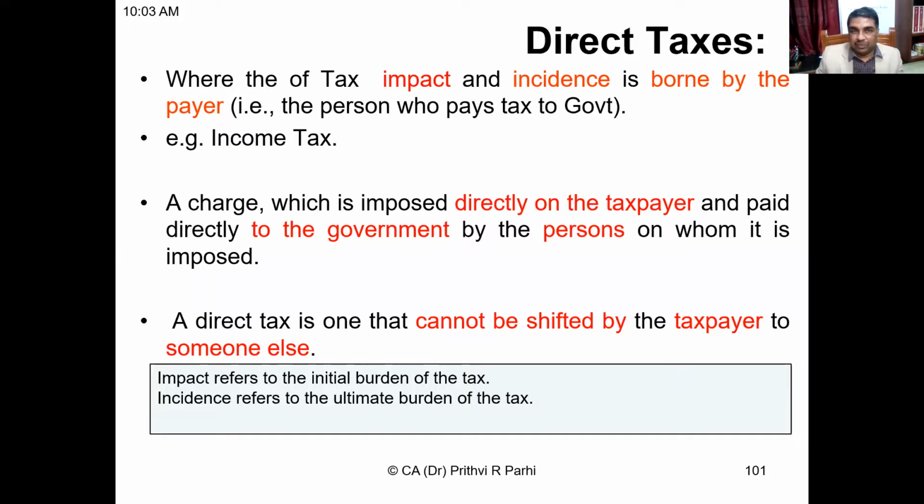Now we are in a position to conclude that where the tax impact and incidence is borne by the payer, that is the person who is paying tax to the government, that can be referred to as a direct tax. It's a charge which is imposed directly on the taxpayer and paid directly to the government by the person on whom it is imposed. It's imposed on me, I have to pay it to the government. So this tax burden cannot be shifted by the taxpayer to somebody else. That means here the impact and incidence is on the same person.